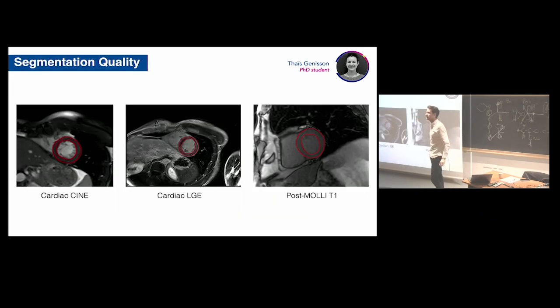It works so well that I asked Thais to run these transformer AI tools on a different sequence, not the LGE sequence, but cardiac cine or mapping, and this is working so well, even though the model has never seen this kind of images before. So I really invite you to try these tools for a task like segmentation.